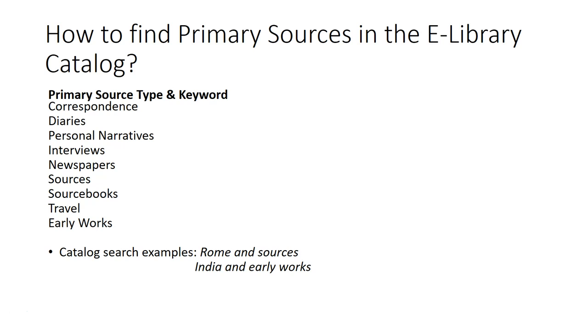You can also combine it with keywords. So let's look at the example at the bottom. Here are some catalog search examples. If you want to find any primary sources about Rome, you can type that in the catalog and then type the primary source type. So you could enter Rome and sources, and the catalog will show you what type of primary sources we have. Or you can enter the keyword India and the source type early works, and the catalog will show you what primary sources we have related to those two entries.